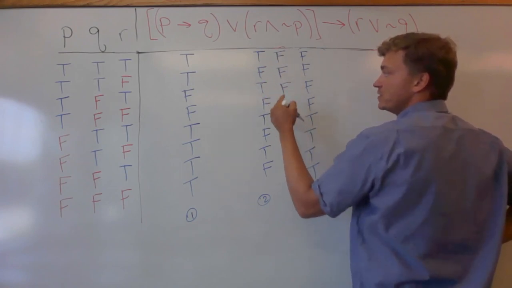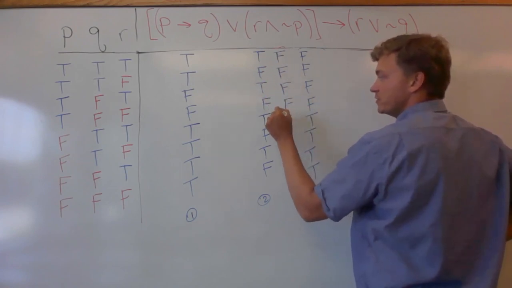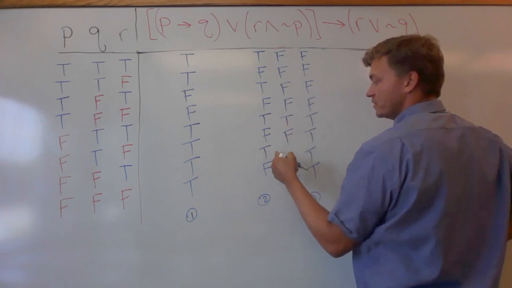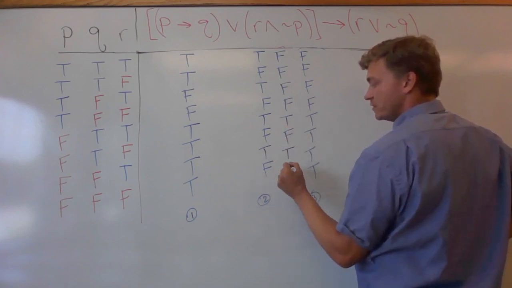True and false is false. False and false is false. True and true is true. False and true is false. True and true is true. False and true is false.